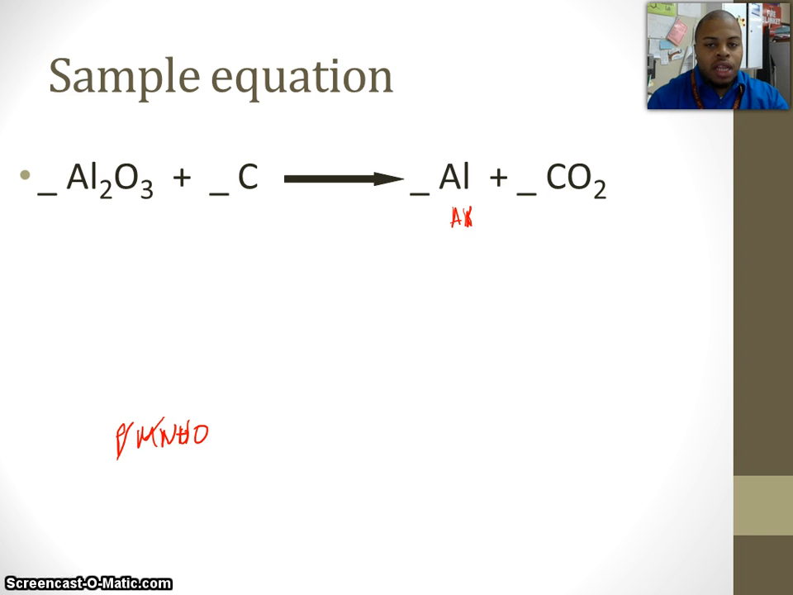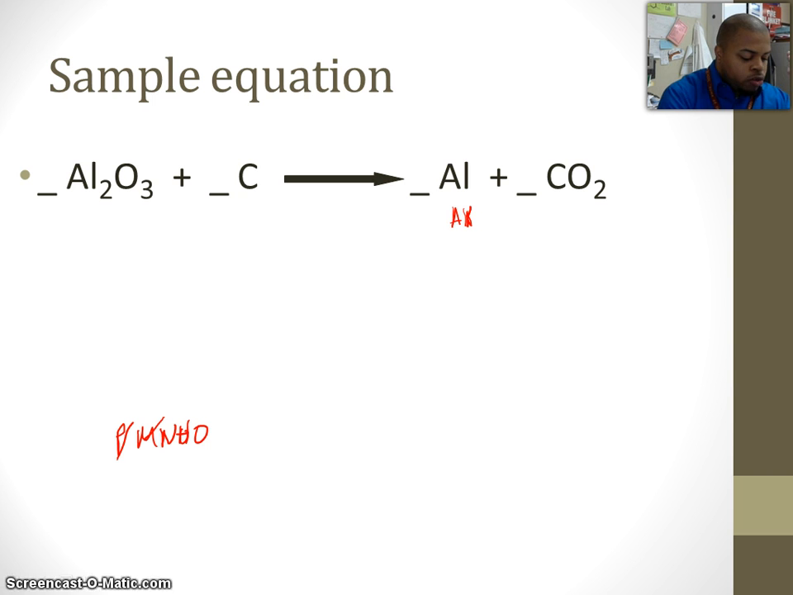I have 3 on the left and 2 on the right. Now, looking at this information, there's no way that I can get 3 to equal 2. So I want to look and see what is the least common multiple that we can deal with in this case between 3 and 2, and that's going to be 6. So I need to make sure I can get 6 oxygen on both sides. How do I do that? Well, if I have 3 oxygen on my left, that means I can multiply it by 2 to get 6.